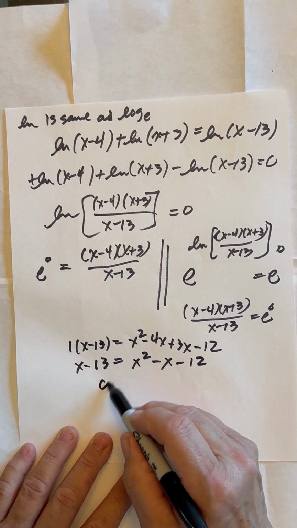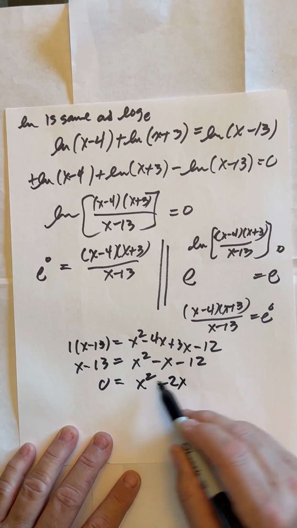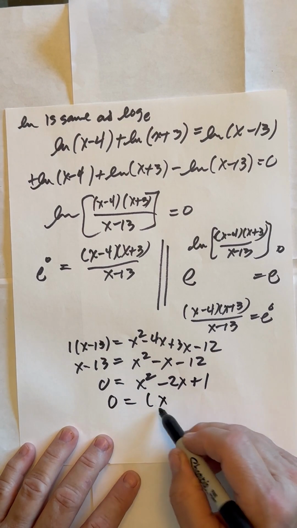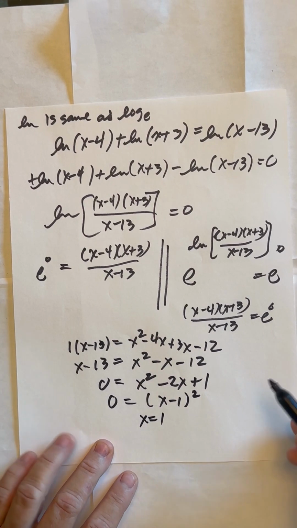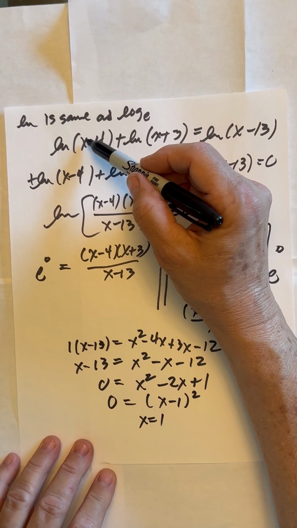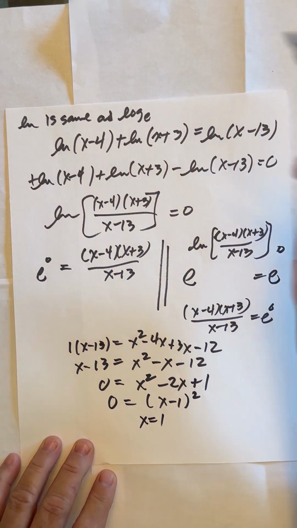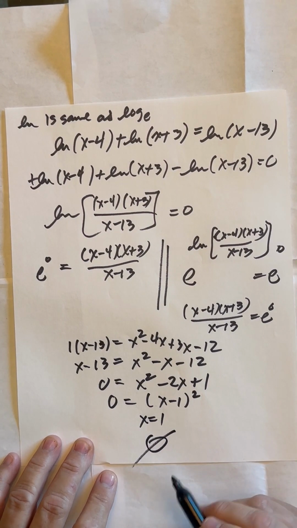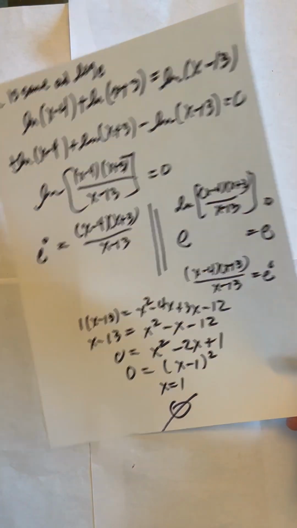Now let's bring it over. It's a quadratic. So minus x is minus 2x, and minus 13 plus 13... plus 1. And when you factor this, this is (x minus 1) squared. So x equals 1. Now, when you plug this back in, if I put 1 in here, it won't work, right? Because I'll be taking the natural log of negative 3. You can't take the log of a negative number. And that's the only potential answer we got. So what's the answer? No solution. There are no solutions to this. That happens.